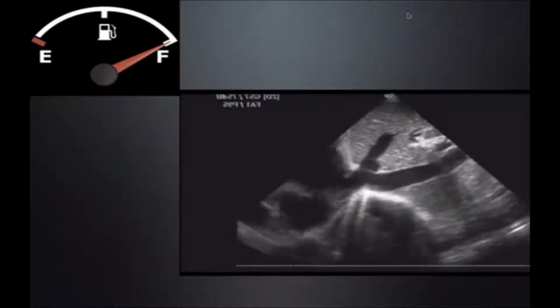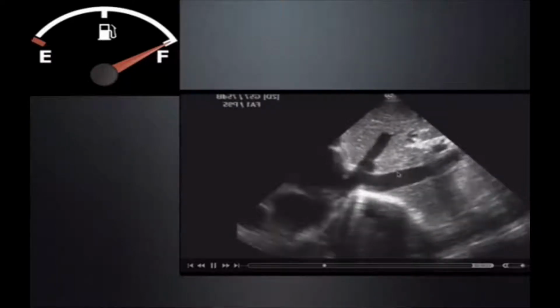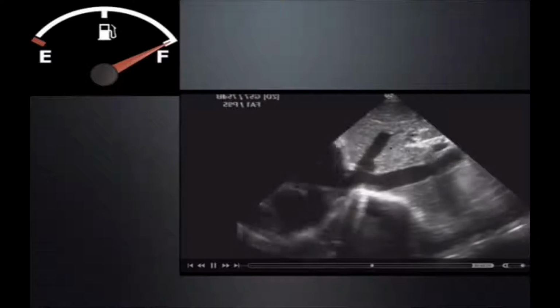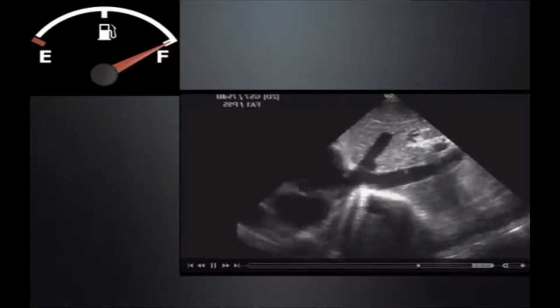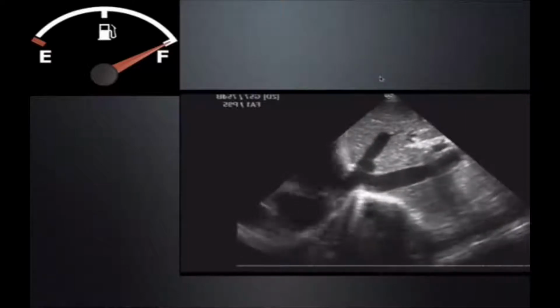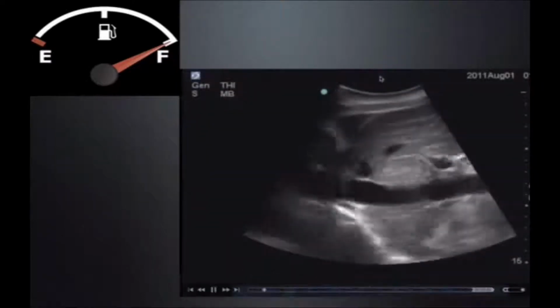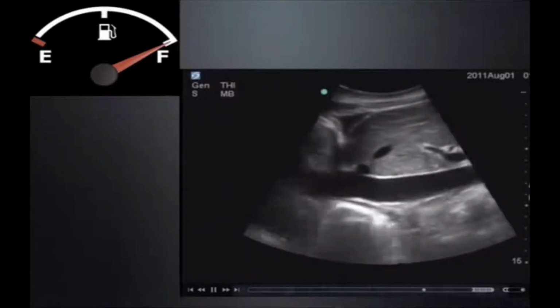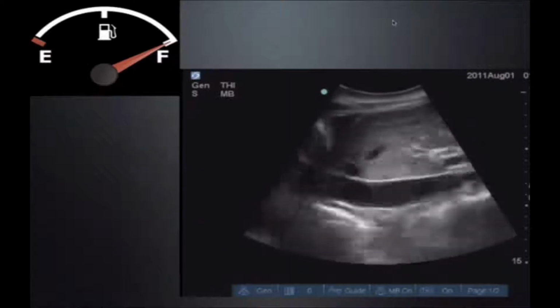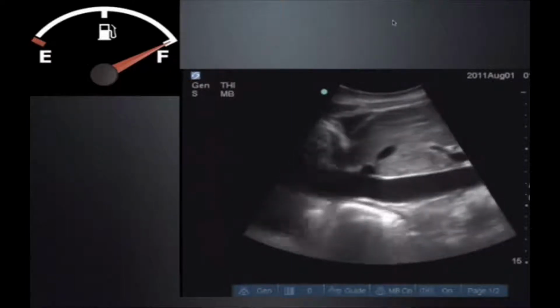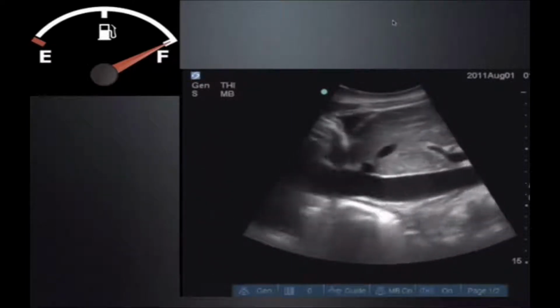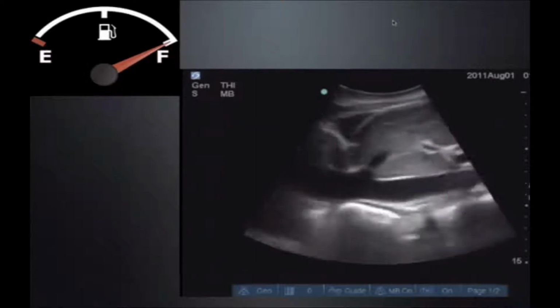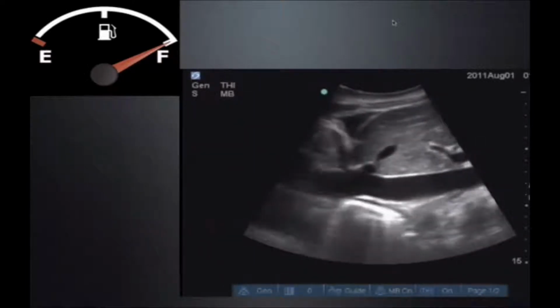How about this one? Again, we have our IVC right here. We can see the subject taking breaths in. Not a lot of variability there. We can also see a nice large dilated hepatic vein as well. This would be consistent with a full tank. And how about this one? There's another IVC here. Essentially no variability, maybe a 5% variability with respirations. So again, consistent with a full tank.